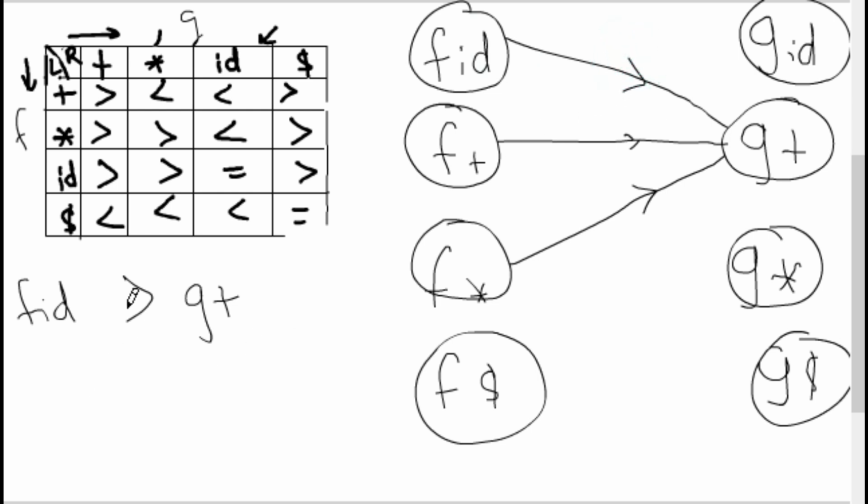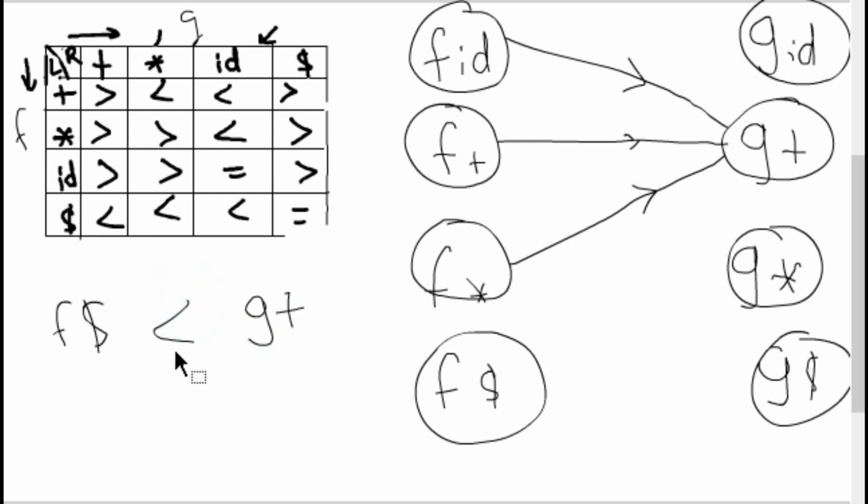Now let us try with f dollar. This is f dollar, and this is g plus. So f dollar and g plus has this symbol, which means g plus goes to f dollar. So g plus will go to f dollar like this.